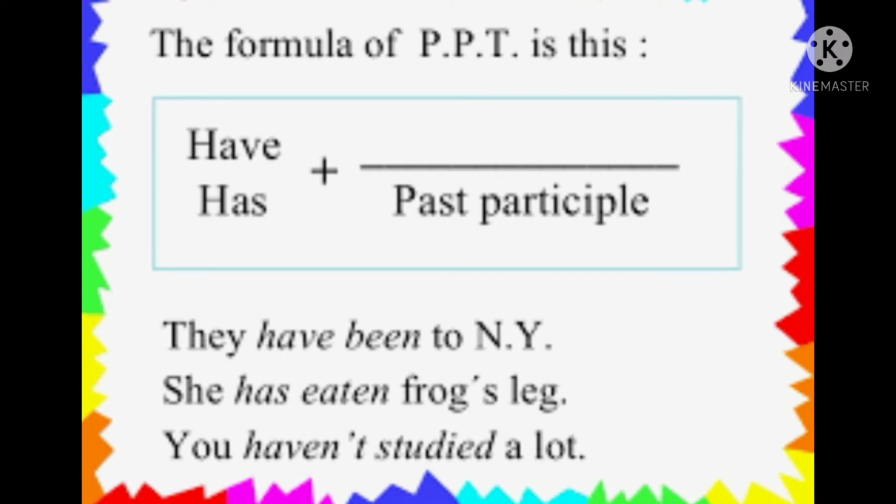what is or are. Okay, she has eaten frog's legs. Eaten, V3 form. You haven't studied a lot. Studied. Okay, see the usage of have forms here. Have forms are a must for perfect tenses, and with the third person singular we use has, and with all other persons we use have in present perfect tense.